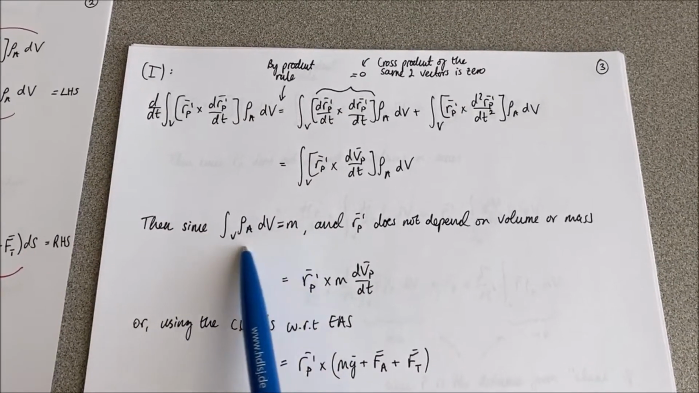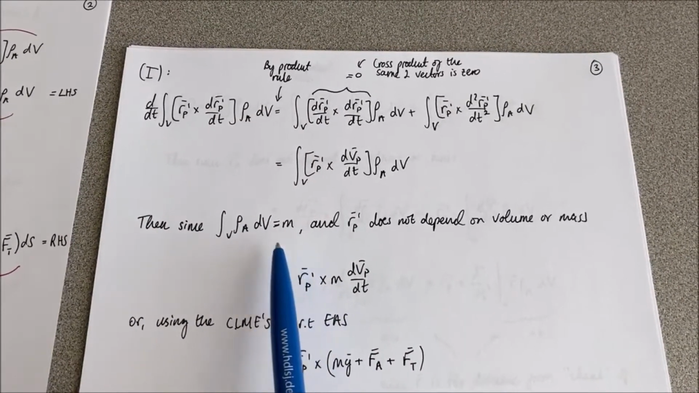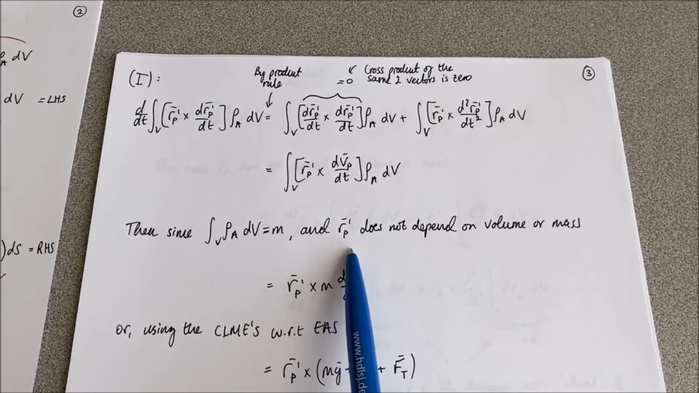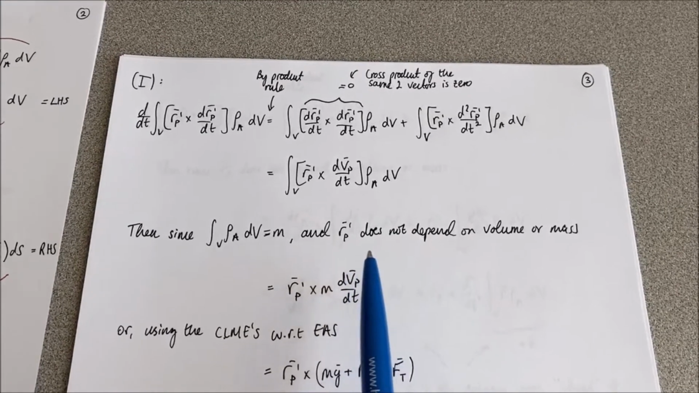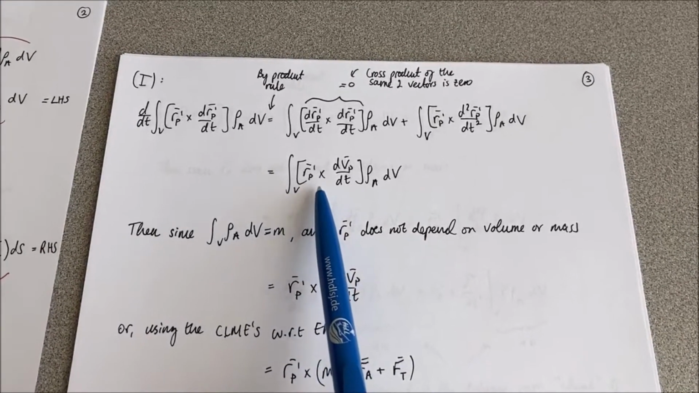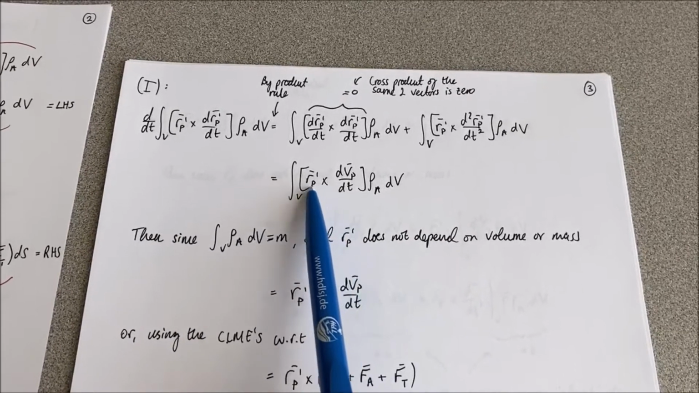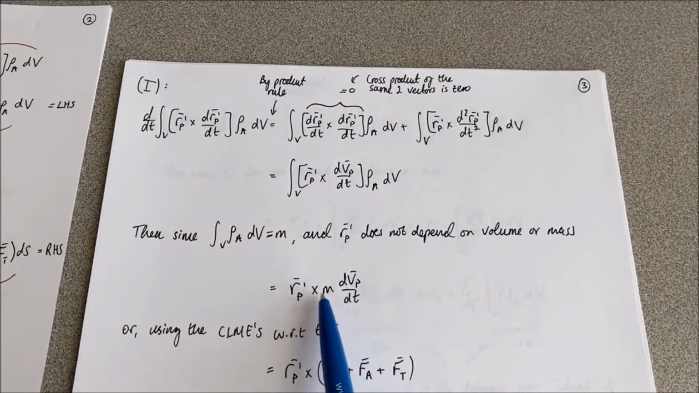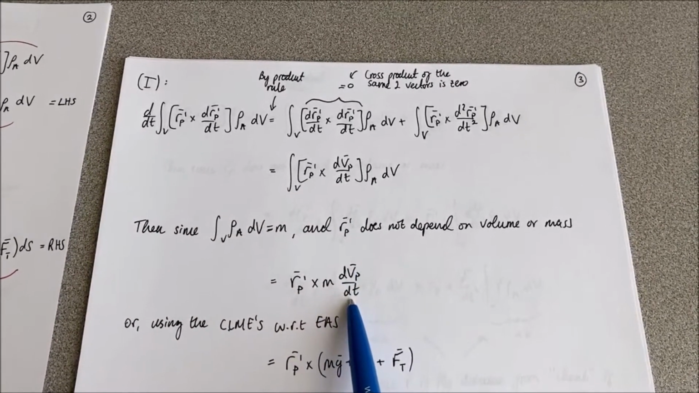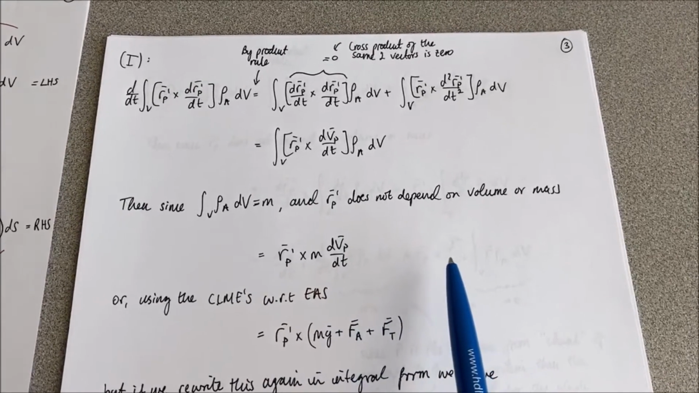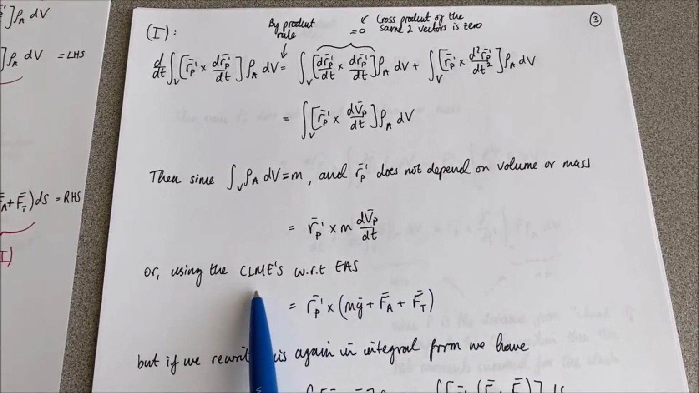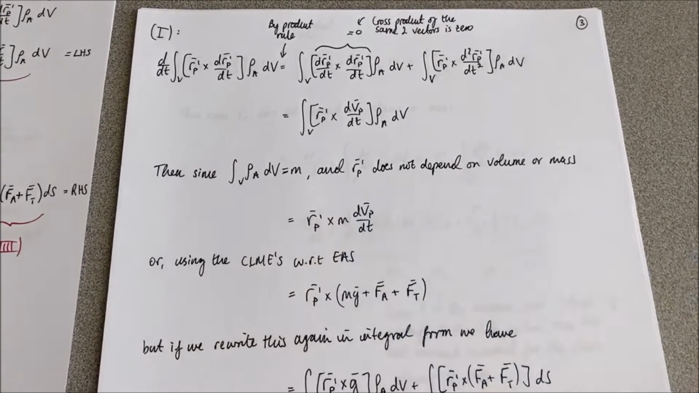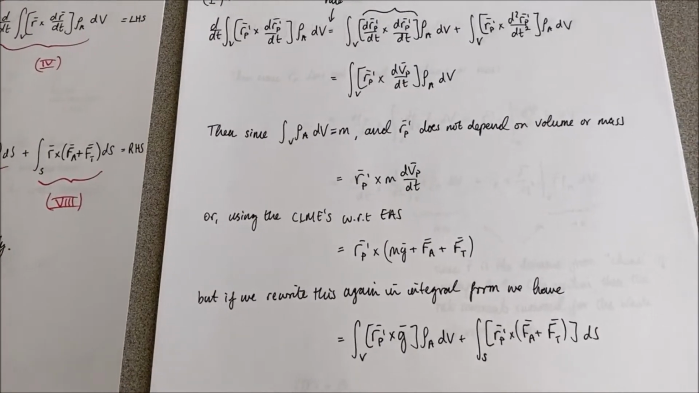Also recall how we describe mass, and also remember that our position vector doesn't depend on volume or mass, right? That's fairly intuitive. So we can rewrite this as, if we take the r bar p dash outside of the integral, we're left with mass multiplied by this derivative. Or if we use our conservation of linear momentum equations, we've seen this term here before, right? That was just the right hand side.